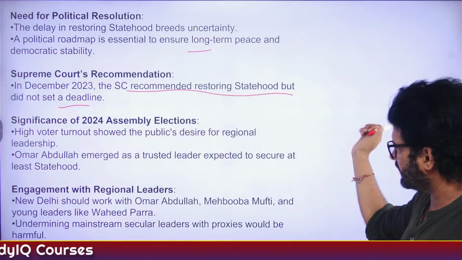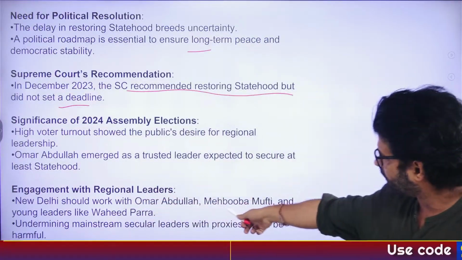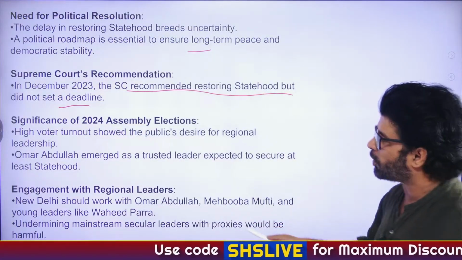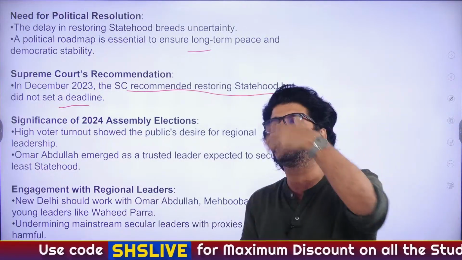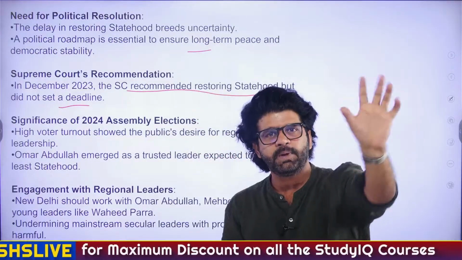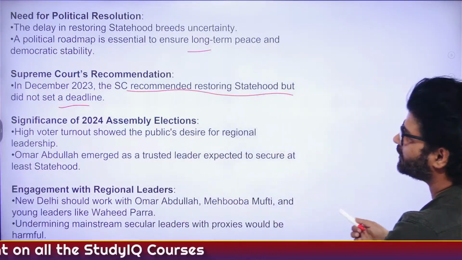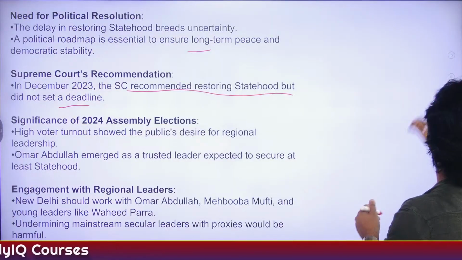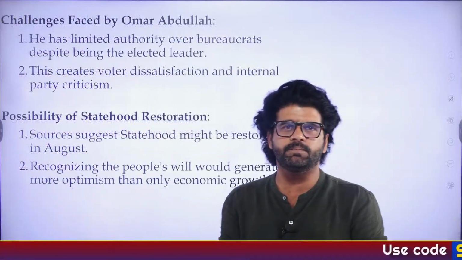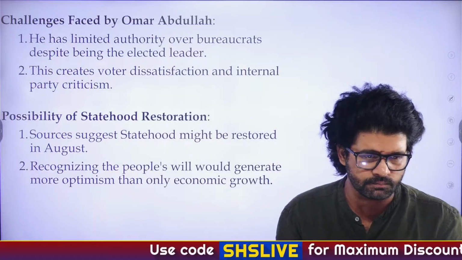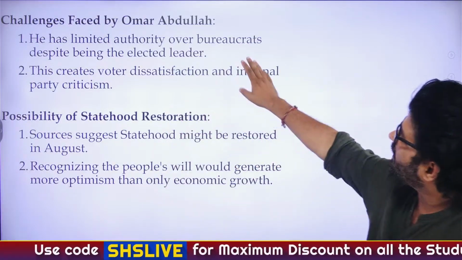Umar Abdullah emerged as a trusted leader. You can see these things. New Delhi should work with Umar Abdullah, according to the editorial, and the Supreme Court, instead of undermining mainstream secular leaders with proxies. They are saying that the central government should not create its own proxy leaders whom people do not agree with or accept as leaders. They have to engage with Umar Abdullah sooner rather than later. And they have to give him power, which a CM should have of a state, not a UT. Again, I read an article. Okay. So now, challenges faced by Umar Abdullah.